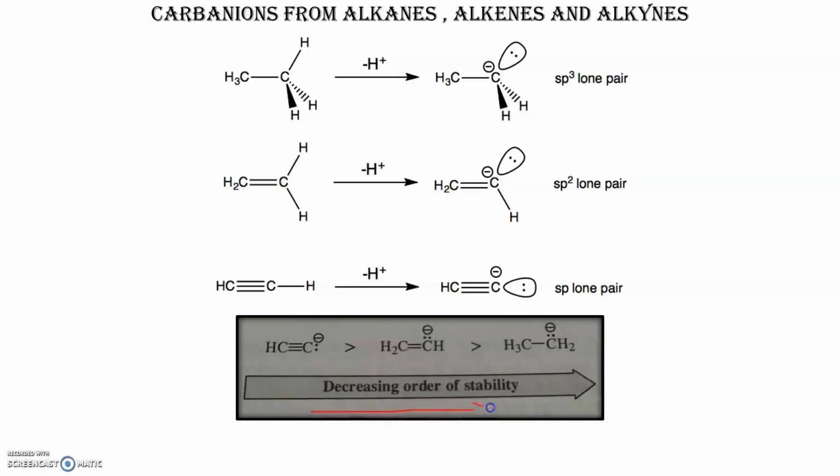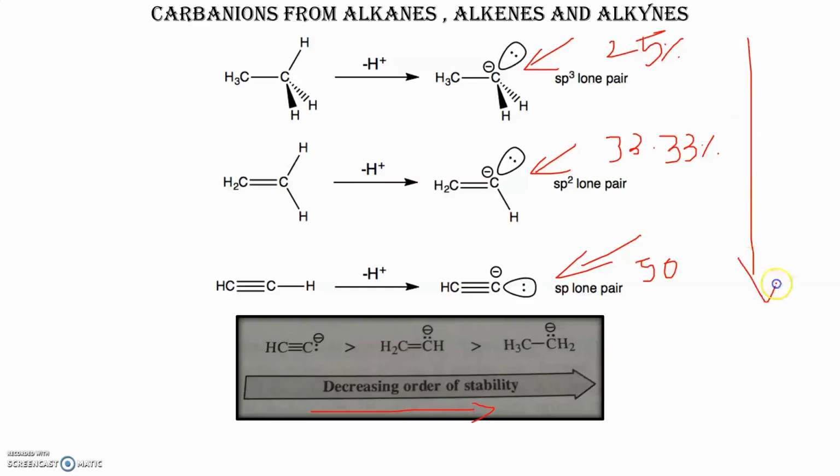And this is the stability order of carbanions from alkenes and alkynes. As we can see here, the percentage of S character of this carbanion is 50%, and the percentage of S character of this carbanion is 33.33%, and the percentage of S character of this carbanion is 25%. So when S character increases, the electron will be close to the nucleus, resulting in lowering of energy, so the stability increases. And that's why the alkyne carbanion is the most stable in this case.